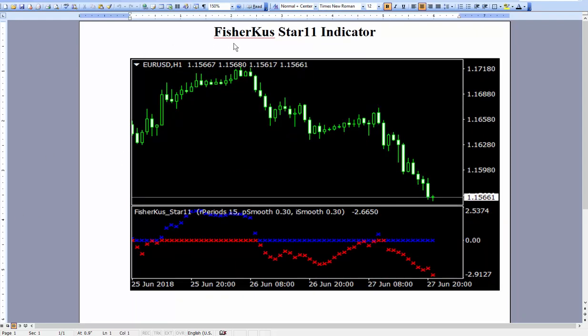Here's another indicator that I'm quite interested in. It's called the Fisherkus Star 11 indicator. Once it goes above this line here and it's blue, we're buying, so it did go up in this area, and over here, starting right from here, we're selling. It did a pretty big move on the 1 hour time frame.